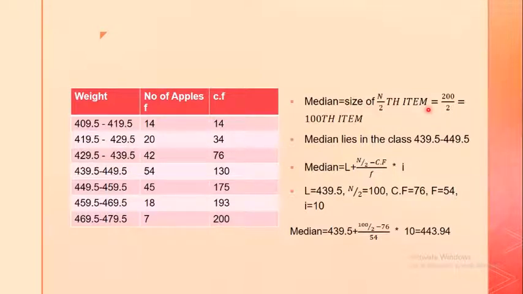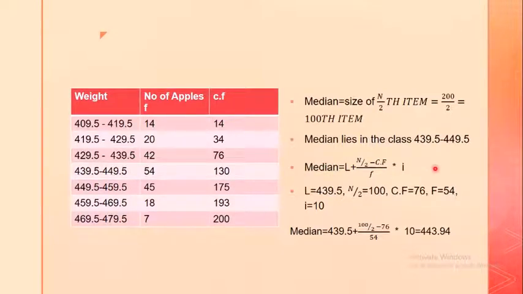And what is that? It is 200 by 2, that is the 100th item. Then the median lies somewhere between what? For 439.5 to 449.5. So that is where, yeah, over here. So again, since this is the 100th item, it is very much close to 130. If you are taking this also, it is also correct, because in this case it is more close. 76 is closer, but I have taken 130 for my convenience, and then I will apply what?